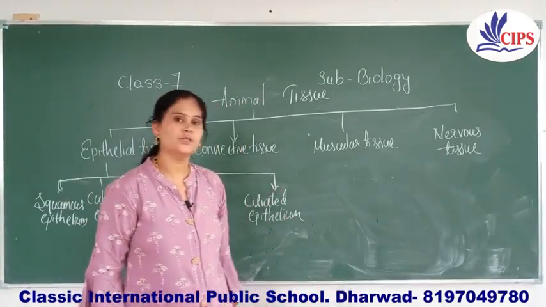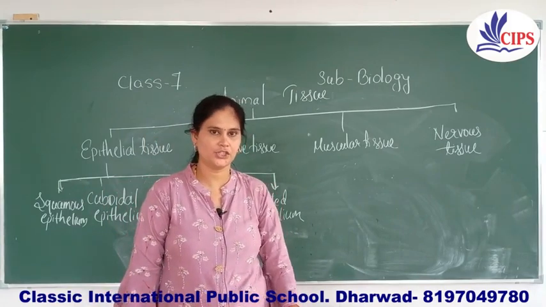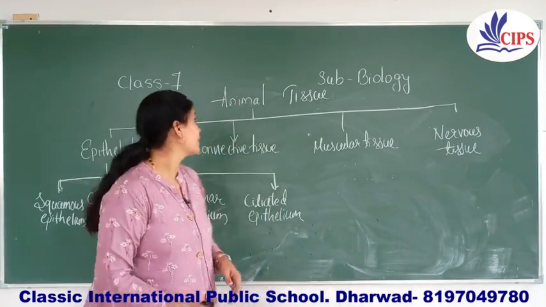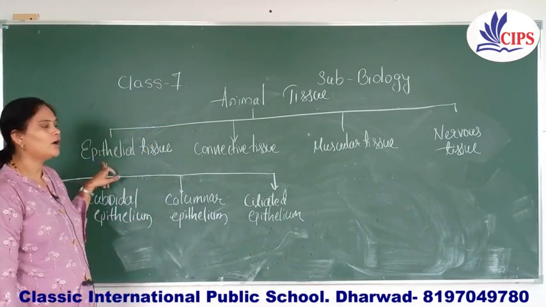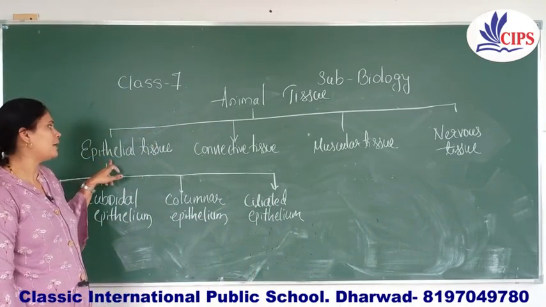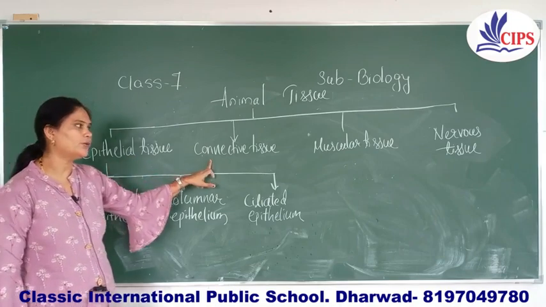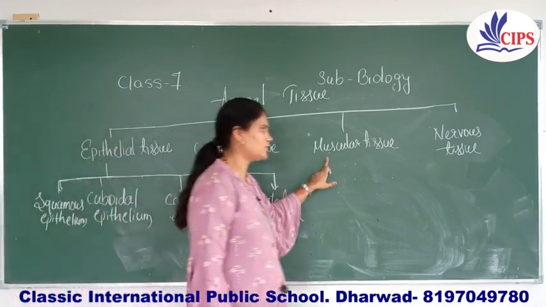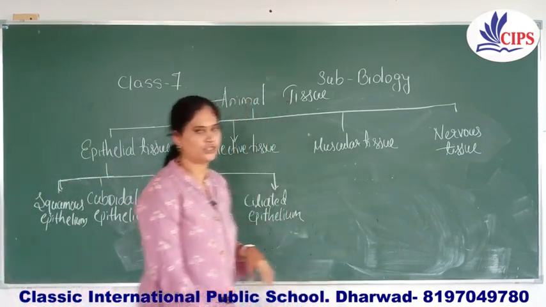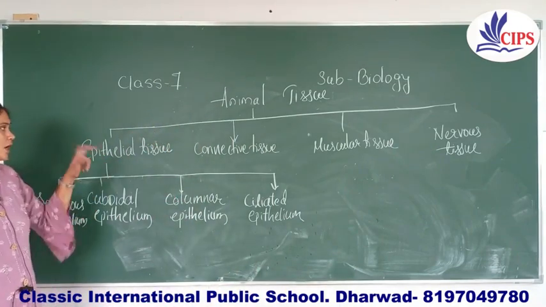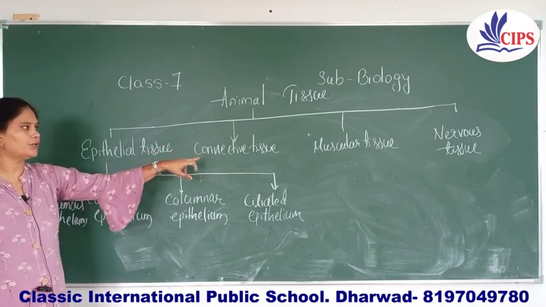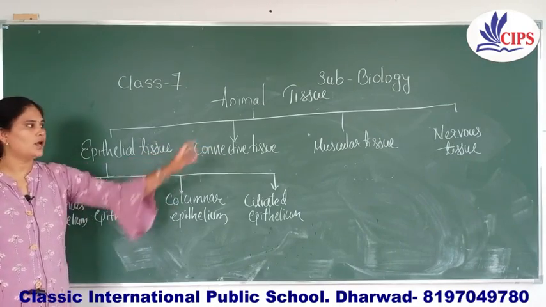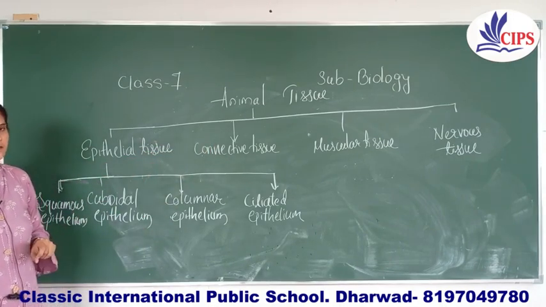So up to now we studied the plant tissue. Now let us move to the animal tissue. Animal tissues are of 4 types: epithelial tissue, connective tissue, muscular tissue and nervous tissue.